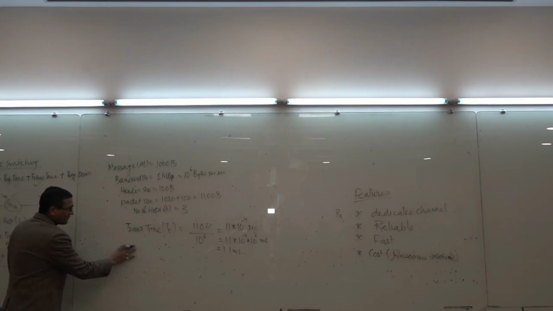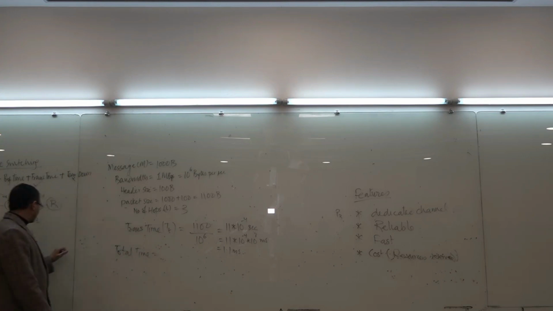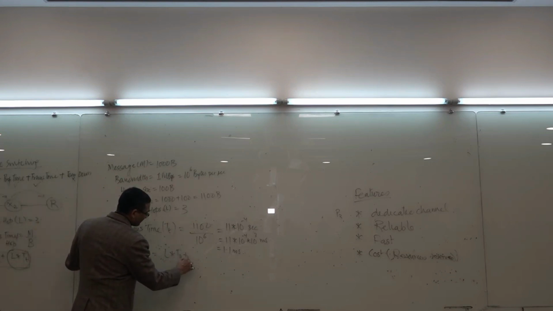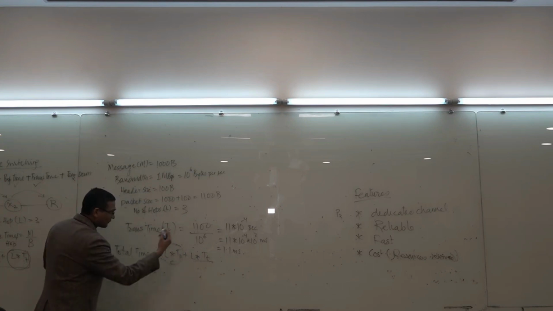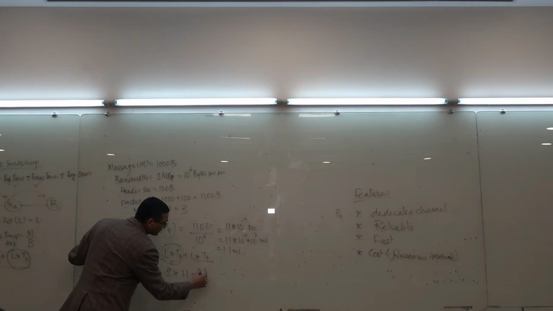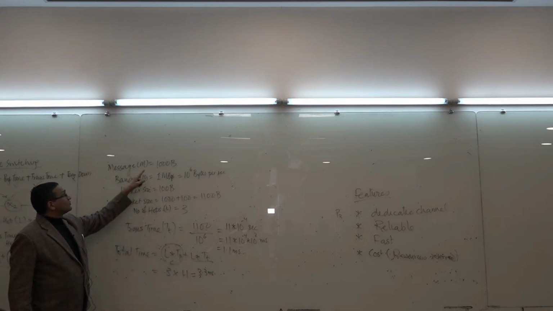Okay, so now I will find the total time taken to deliver this message. It is given by this formula. I will write this formula, but I will only take this component: L into TP plus L into TT. Just focus on this part. We'll take this as a constant, and then what do we get? We get 3 into 1.1. This is 3.3 milliseconds required. This time is required to send this amount of message.